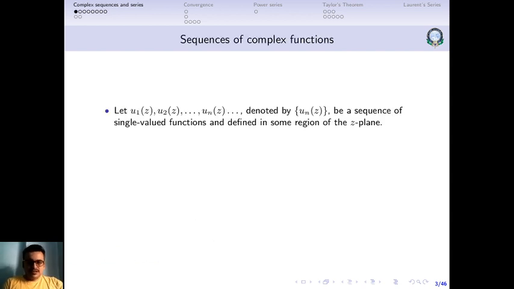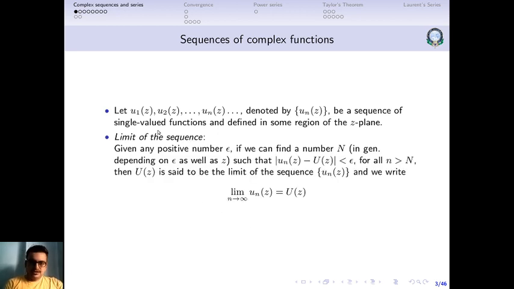So let us first start with the idea of a sequence of complex functions. Let us say I have one function u1 of z, another u2 of z, and so on. So let's say we have a lot of these different functions of complex numbers z, and I denote the set of these functions as un of z. So this is a sequence of single valued functions, and all of these functions are defined in some region of the z plane. So we can define what is known as the limit of the sequence.